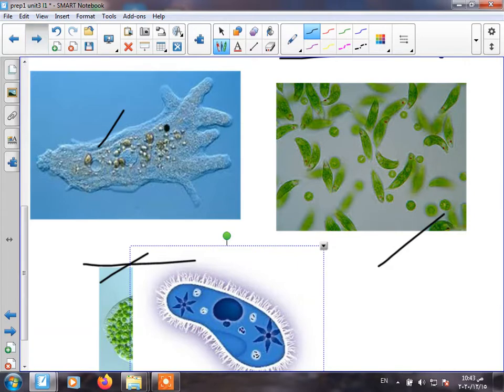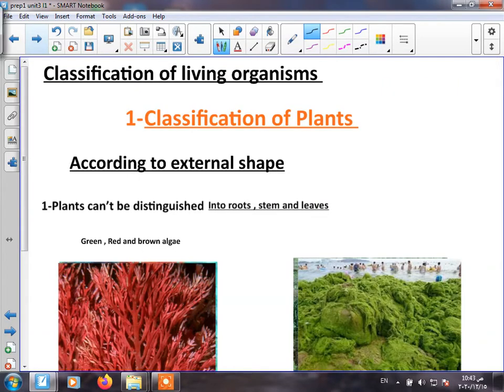By this way, we finish our talking about diversity in living organisms. They are different in plants, animals, and even the microorganisms. Diversity in living organisms, I finished talking about this part.